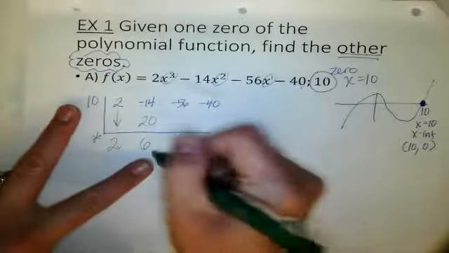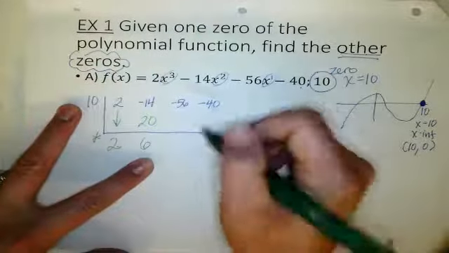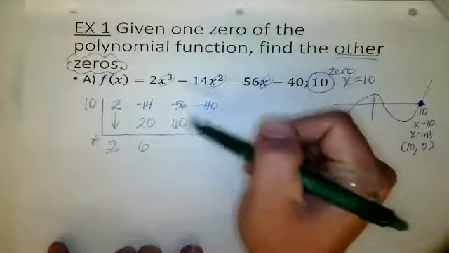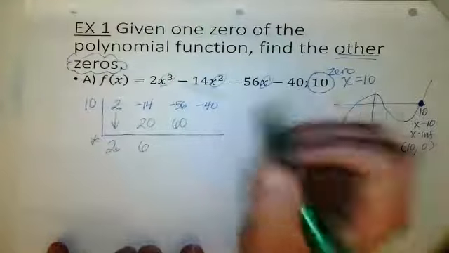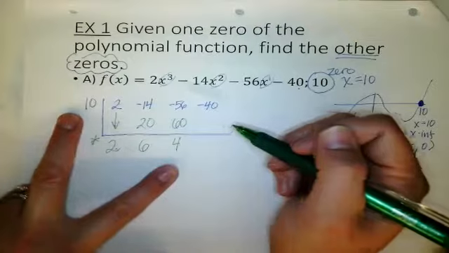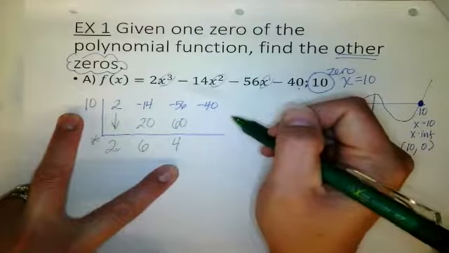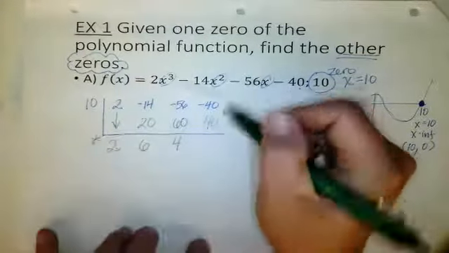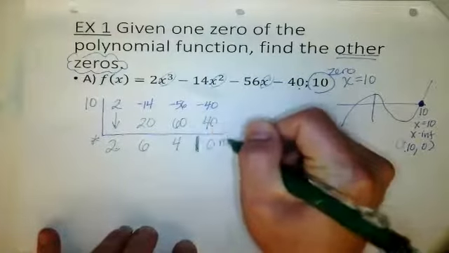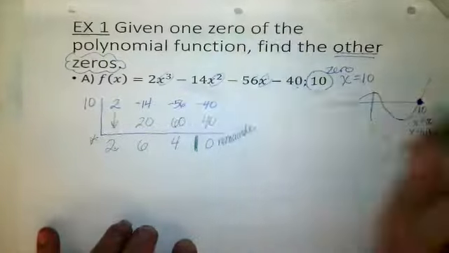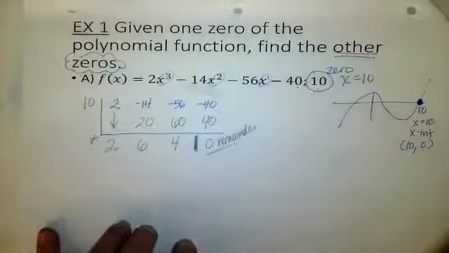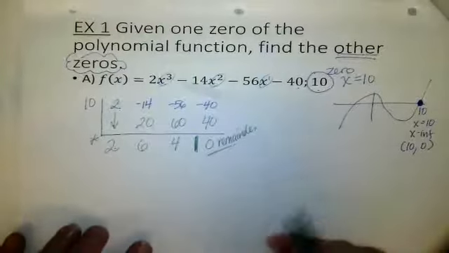And then you multiply. 6 times 10, 60, positive 60. And then you combine -56 and 60, 4. And then you multiply. 4 times 10, 40. And on this one, -40 and positive 40 is 0, and this last number is always your remainder. For these, because it was a 0, it should have a remainder of 0. And so that's absolutely correct.